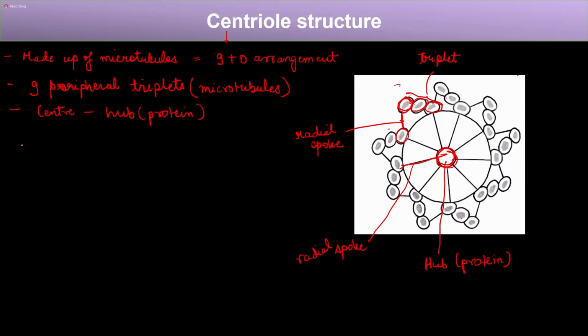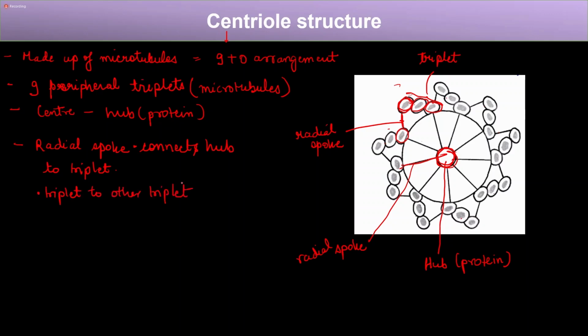Okay. So we can write that radial spoke, what is it doing? Radial spoke connects hub to triplet, and it also connects triplet to other triplet, right? So this is the function of radial spoke.